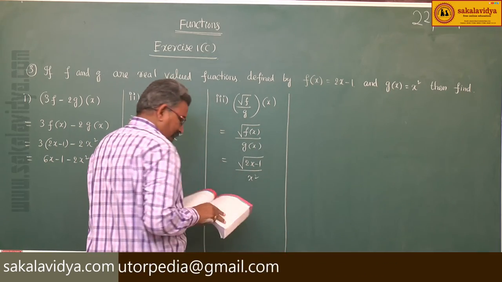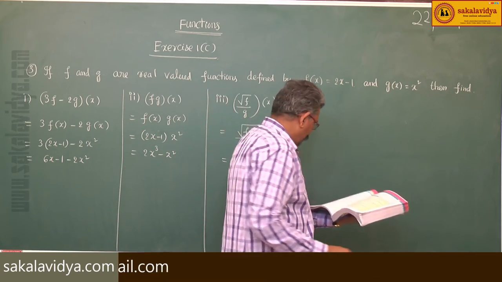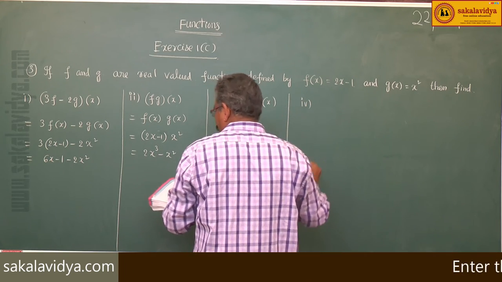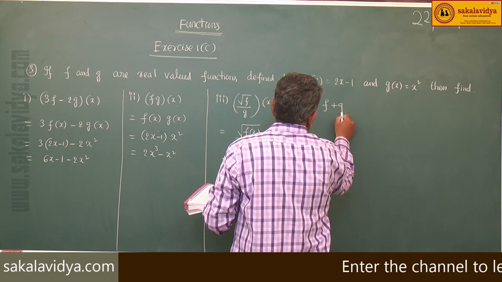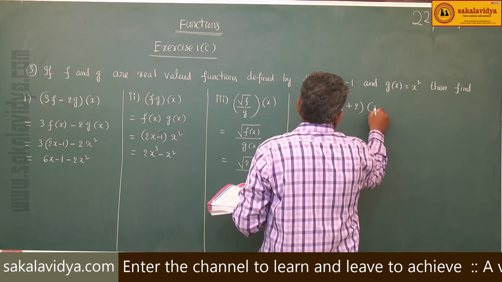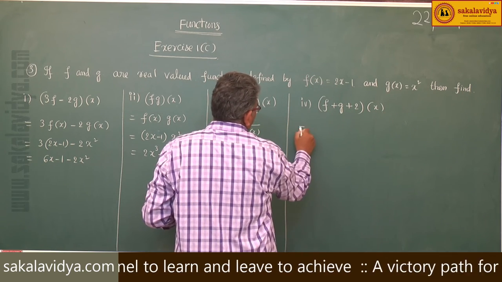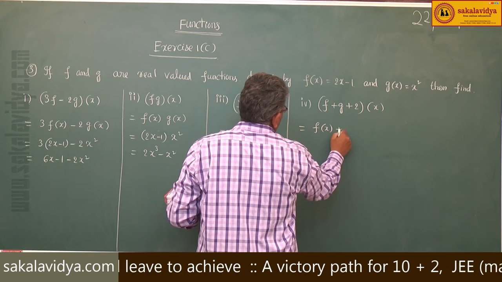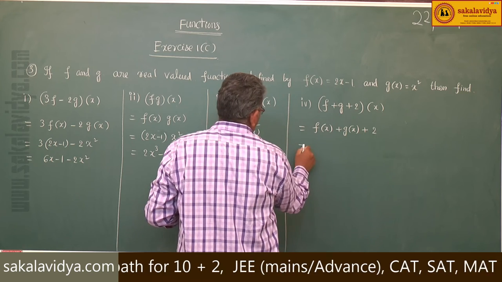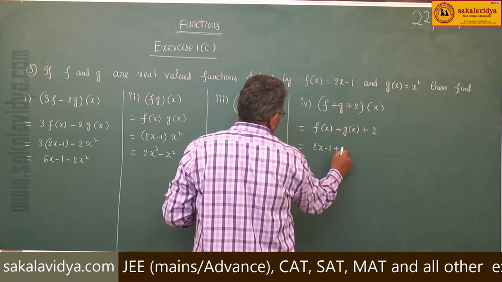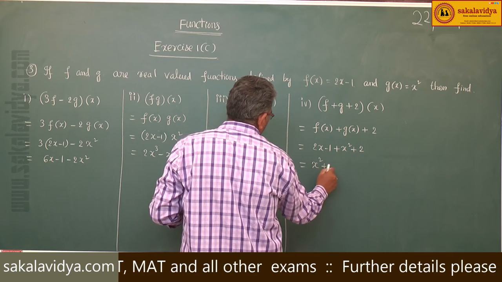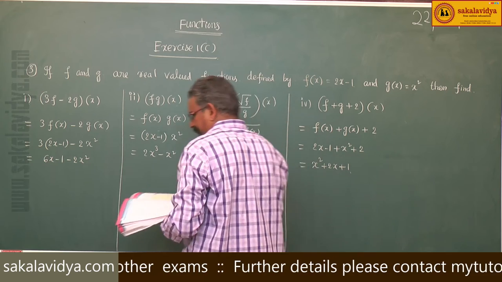Now next one, fourth one, f plus g plus 2 of x. This can be written as f of x plus g of x, 2 is constant, plus 2. This is 2x minus 1 plus x square plus 2. So this is x square plus 2x plus 1.